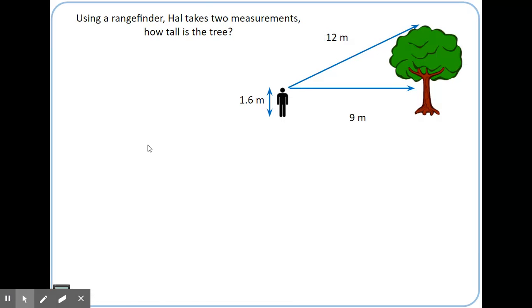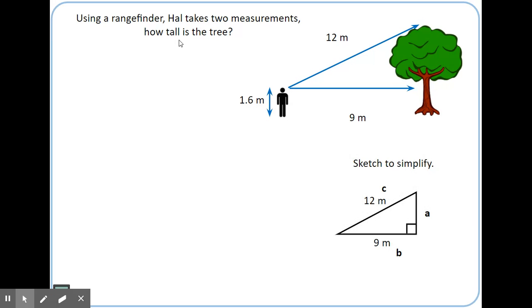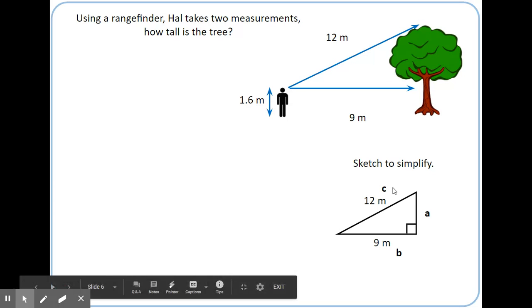Let's look at another example. Using a rangefinder, Hal takes 2 measurements and he needs to calculate how tall the tree is. A rangefinder is a laser which uses radio waves to measure the distance. It's very, very crucial, first, you sketch, and it provides a simplest version of the right angle triangle.